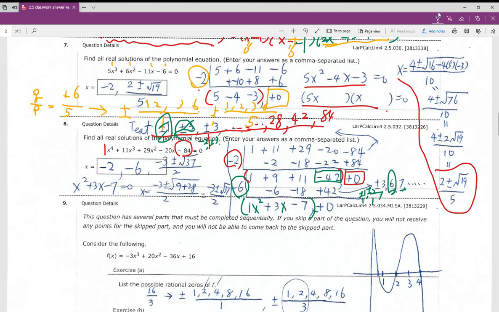This one, same thing, you need to use the quadratic formula to solve for two solutions. So right now, how many solutions do I have? 1, 2, 3, 4. Okay, one positive, one negative, and the -2, -6.